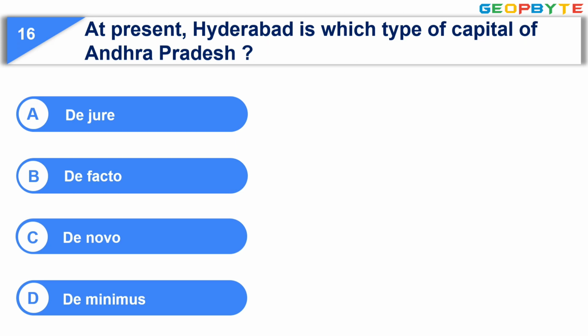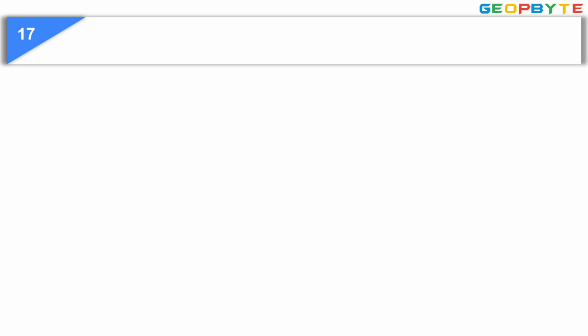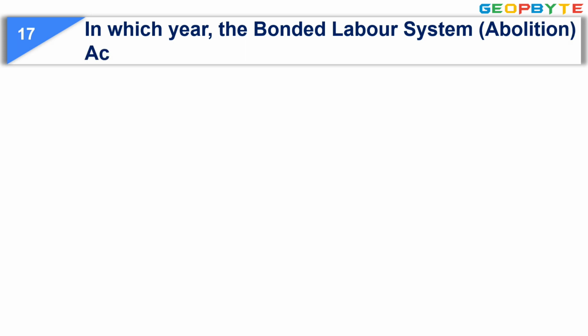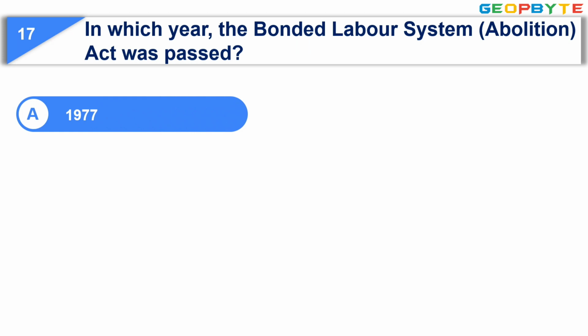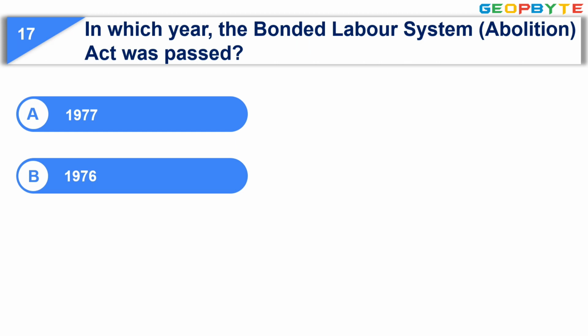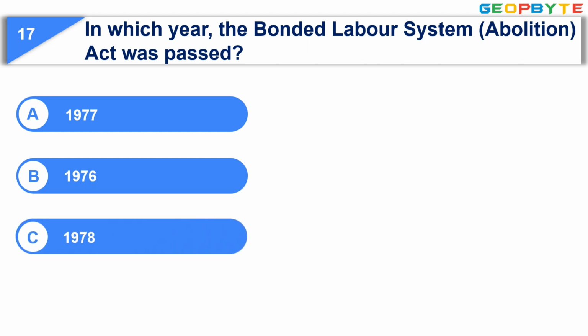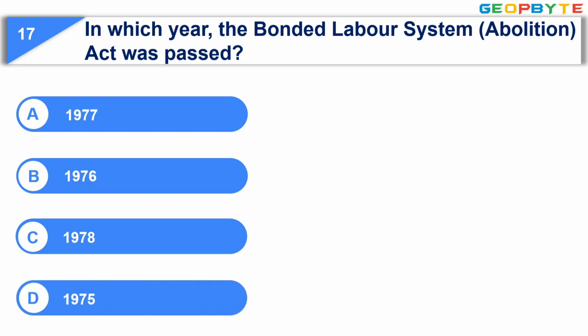Your time is up, and the correct answer is option A, de jure. Let us see the 17th question. In which year the Bonded Labour System Abolition Act passed? Option A, 1977. Option B, 1976. Option C, 1978. Option D, 1975. Your time starts now.